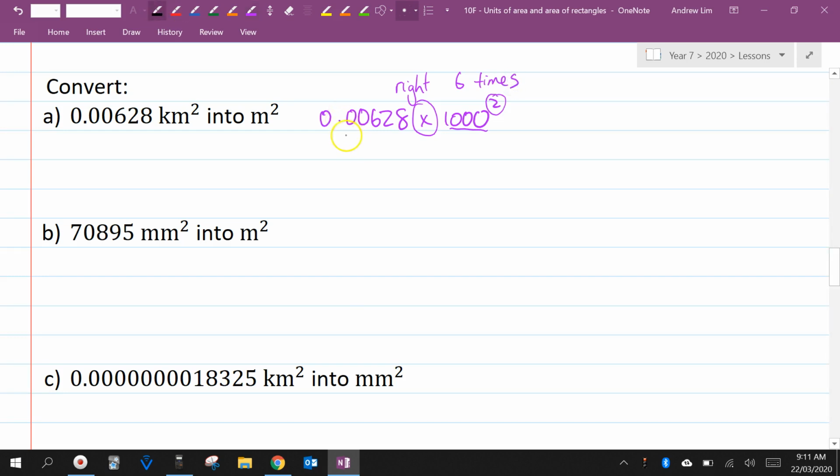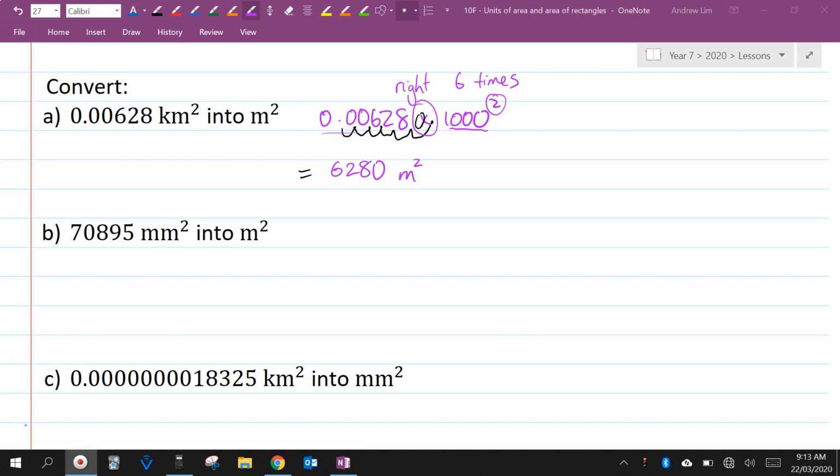So if we move it to the right 6 times, 1, 2, 3, 4, 5, 6. There's an empty spot here for a 0. So our final answer is 6280. We can write 0.0, but there's no real need to do that. And that's square meters. Now remember, we don't need to write all these zeros here. There's no need to do that. We never write numbers like that.